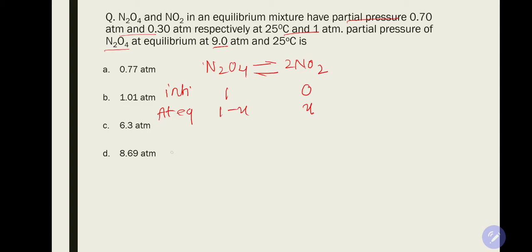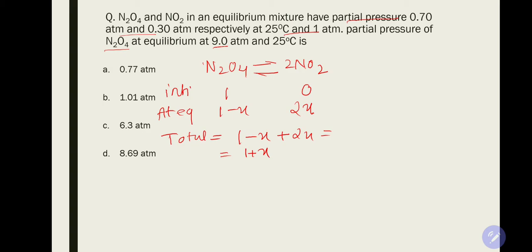Clear? So what is the total number of moles then? At equilibrium, the total number of moles is 1 minus X plus 2X, that is 2X minus X becomes X, so it is 1 plus X. Now you have the total number of moles. We have seen how to find the partial pressure. Partial pressure is given by the number of moles of that particular compound upon the total number of moles, times P.